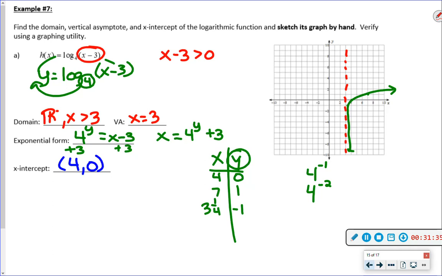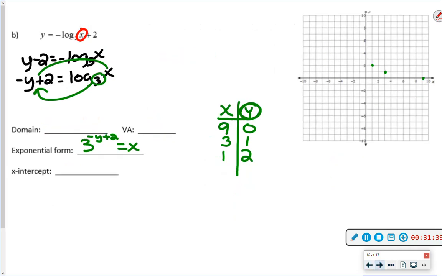Remember, you cannot do a log of a negative. I had to make sure that whole thing, x minus 3, was over 0. Here, you're just doing the log of x. I just have to make sure x is over 0. The plus 2 does not affect your domain. And that's my asymptote line too. So I like to mark that. And then I'm going to draw my curve.